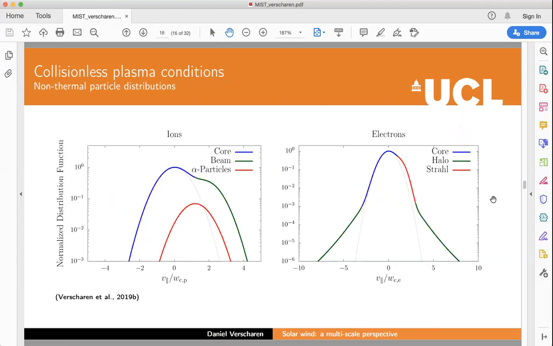Yeah, just another summary slide. So you see again, right, the protons on the left. For ions here, this is the proton core. And you have the proton beam, this other species here. The alpha particles in this example, they are also a bit offset with respect to zero, right? So they flow through the rest faster than the proton core. And on the electron side, I already mentioned that, so I don't want to go into too many details here about this.